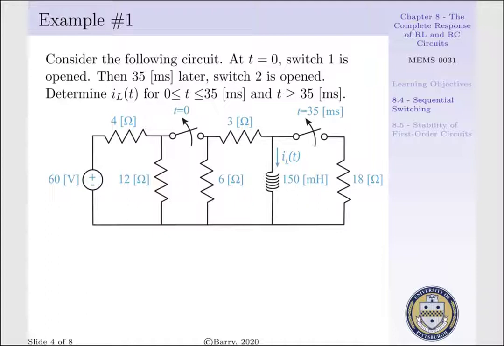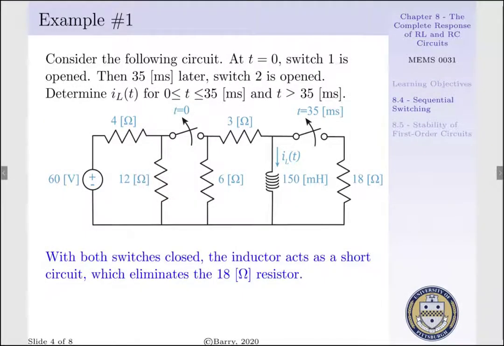To begin, let's look at our circuit. We have a 60 volt source that's applying a potential to a 4 ohm resistor. This 4 ohm resistor is connected to a 12 ohm resistor, as well as a 3 and 6 ohm resistor, and downstream an inductor, as well as an 18 ohm resistor. Our inductor has an inductance of 150 millihenries.